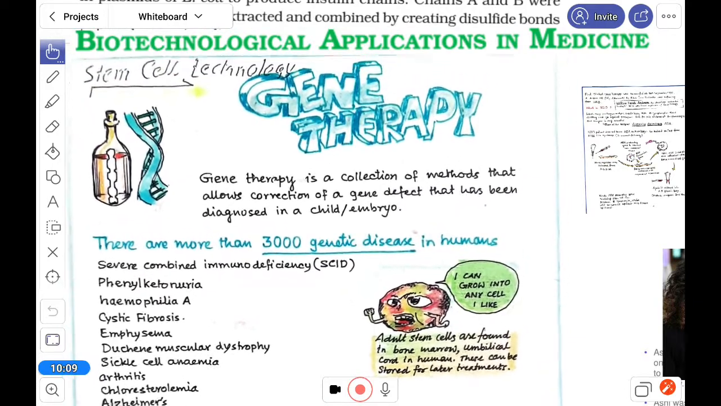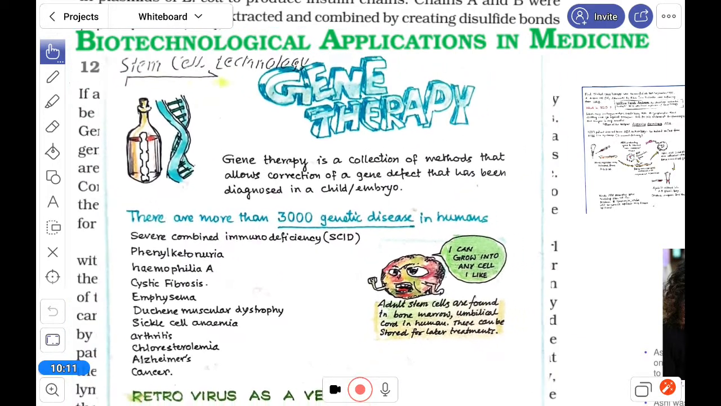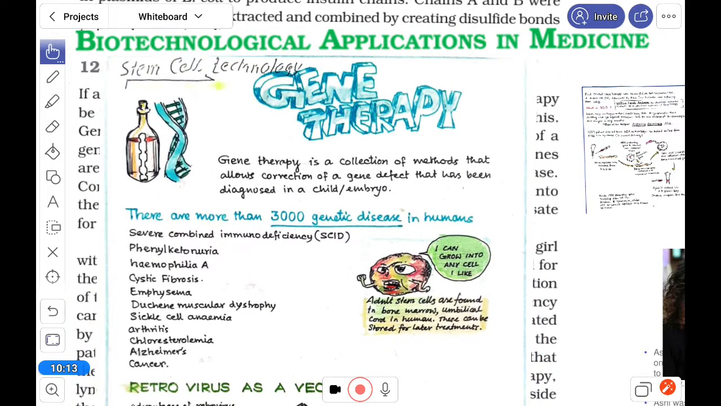Look at here, gene therapy. Here it is. It is a collection of methods that allows the correction of the genetic defect in the child or in the embryo. Theoretically, more than 3,000 genetic diseases of the human we can cure.